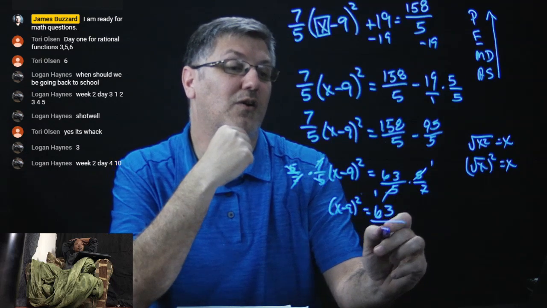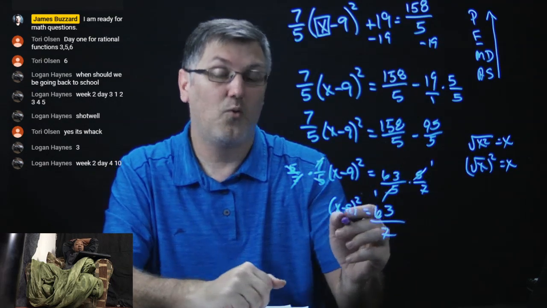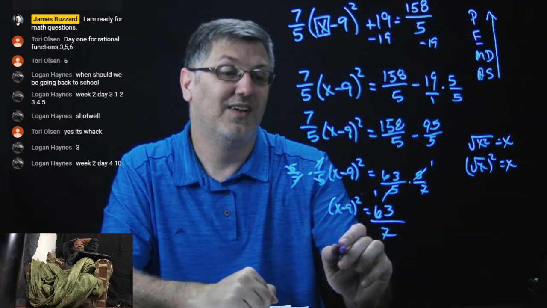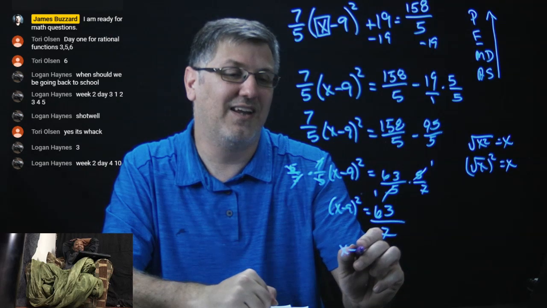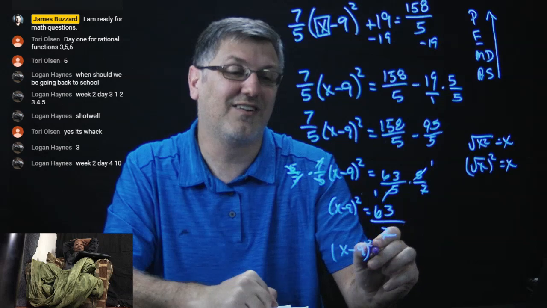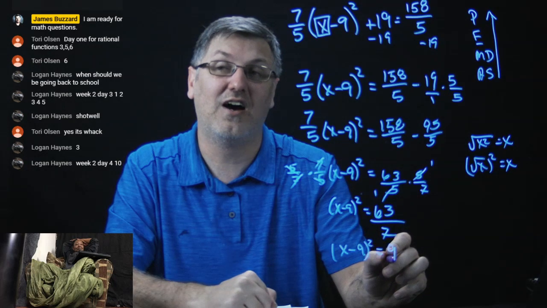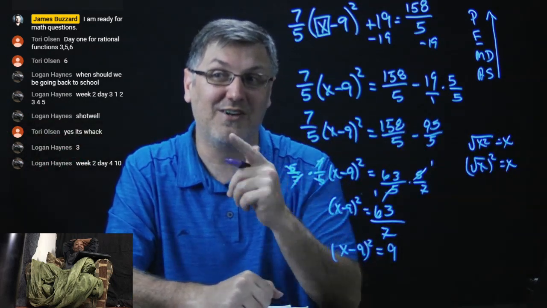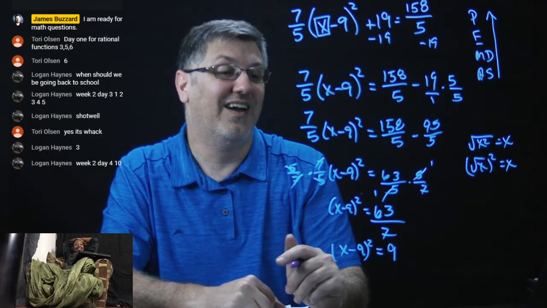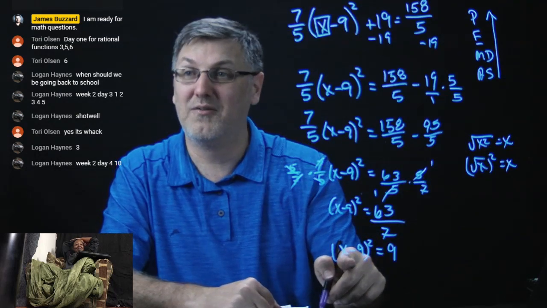Oh, 63 over 7. Yes. Woo! There we go. So this becomes (x minus 9) squared. Well, 63 divided by 7 is 9, which is now a perfect square, because I knew I wanted to get a perfect square. All right, so now I need to take the square root of both sides.